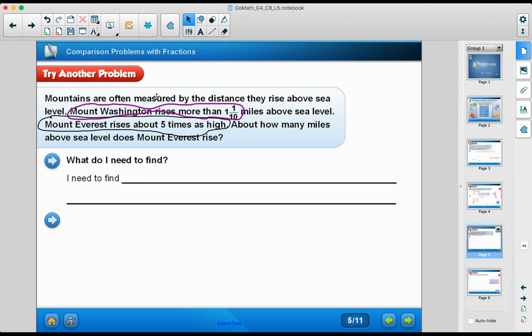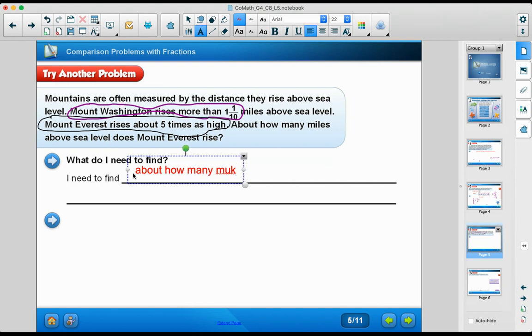What do I need to find? I need to find about how many miles above sea level Mount Everest rises.